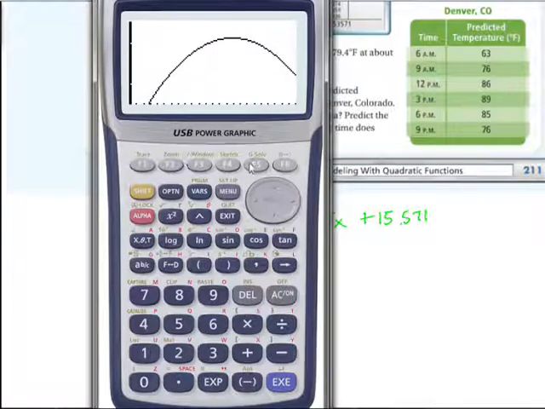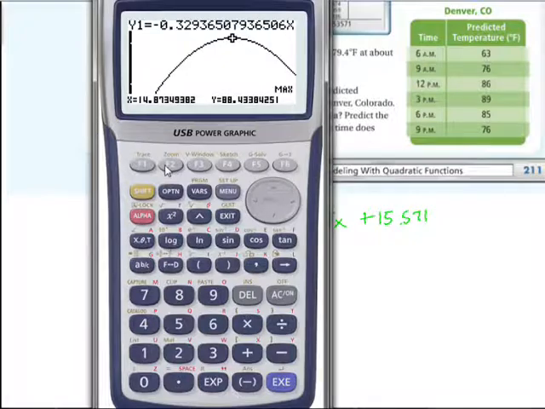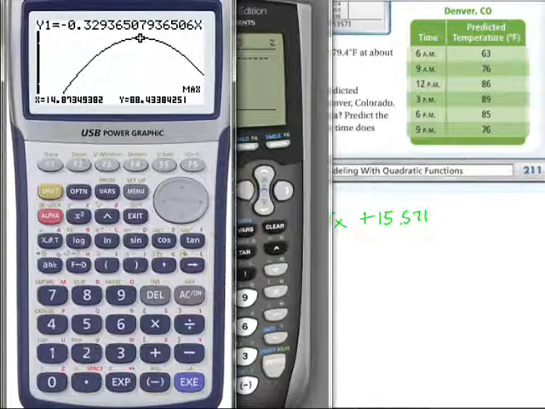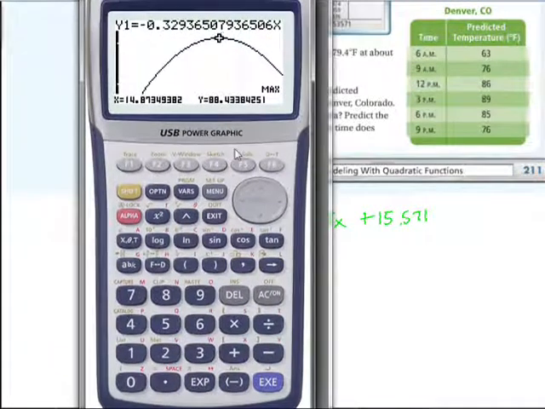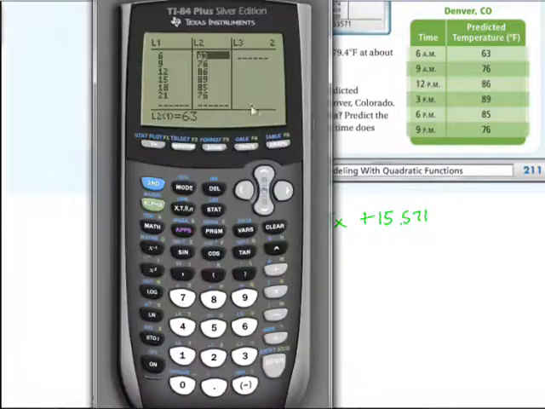So there's my graph, and then I can just go to GSolver and I can find the max, which is the other question it asked us. It said, what's the maximum temperature? So it looks like the maximum temperature is about 88.4 degrees, and that happens at almost 15, so almost 3 o'clock. We could figure out exactly the time if we did 0.873 times 60 minutes, and we could figure out, whatever it is, 253, I think is what it is. So that's in a Casio.